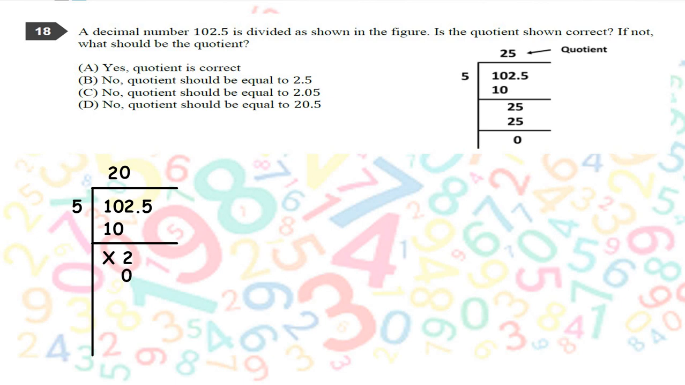5 zeros are 0 and 2 will come down, and along with 2, 0.5 will also come down. So 5 into how much is 2.5? Yes, 5 into 0.5 is 2.5. So now it is divided. Okay, so what is the correct quotient? 20.5. So what is the correct option? Option D.